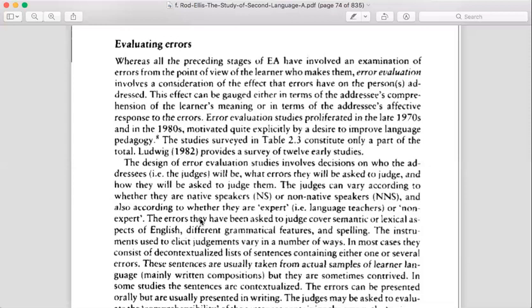Second factor might be is the judge or the examiner or evaluator or error analyst is a native speaker of English or it's a non-native speaker of English. Thirdly, is the judge or the examiner or the evaluator is an expert, like maybe a language teacher, or he's not an expert. So is he working on semantic error, lexical, grammatical, spelling, or all of these? If a proper error analysis is taking place, so we need to see the instrument that is used to collect data and to elicit judgment.